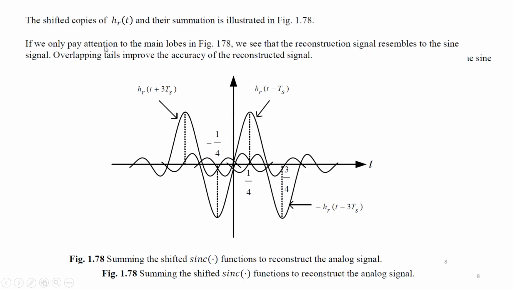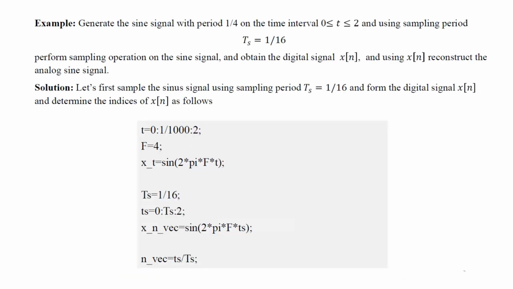If we only pay attention to the main lobes, we see that the reconstructed signal resembles the sine signal, and overlapping tails improve the accuracy of the reconstructed signal. All right. Now let us write the MATLAB code for reconstructing the signal, and let us try to understand the process.